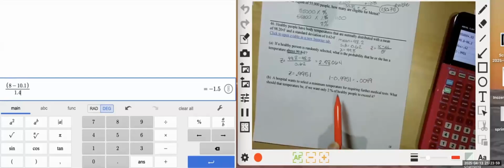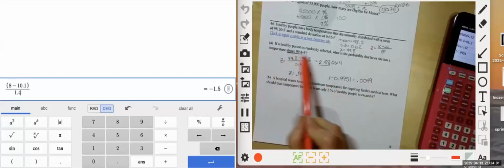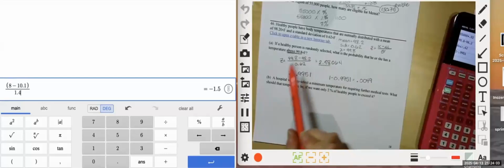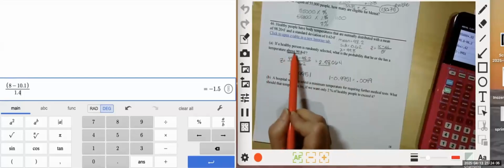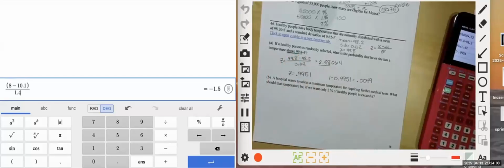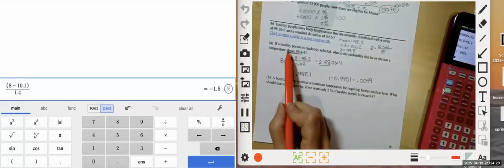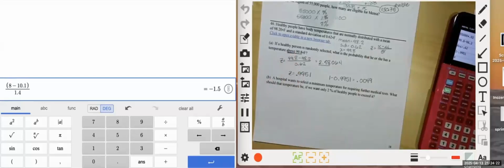And with this problem, it kind of makes sense that if a healthy person is selected, what's the probability that they're going to be above the normal 99.8? It's got to be pretty low if the person is healthy. Sometimes you can reason it out that way. Not always. Sometimes you have to use the context clues, like above.